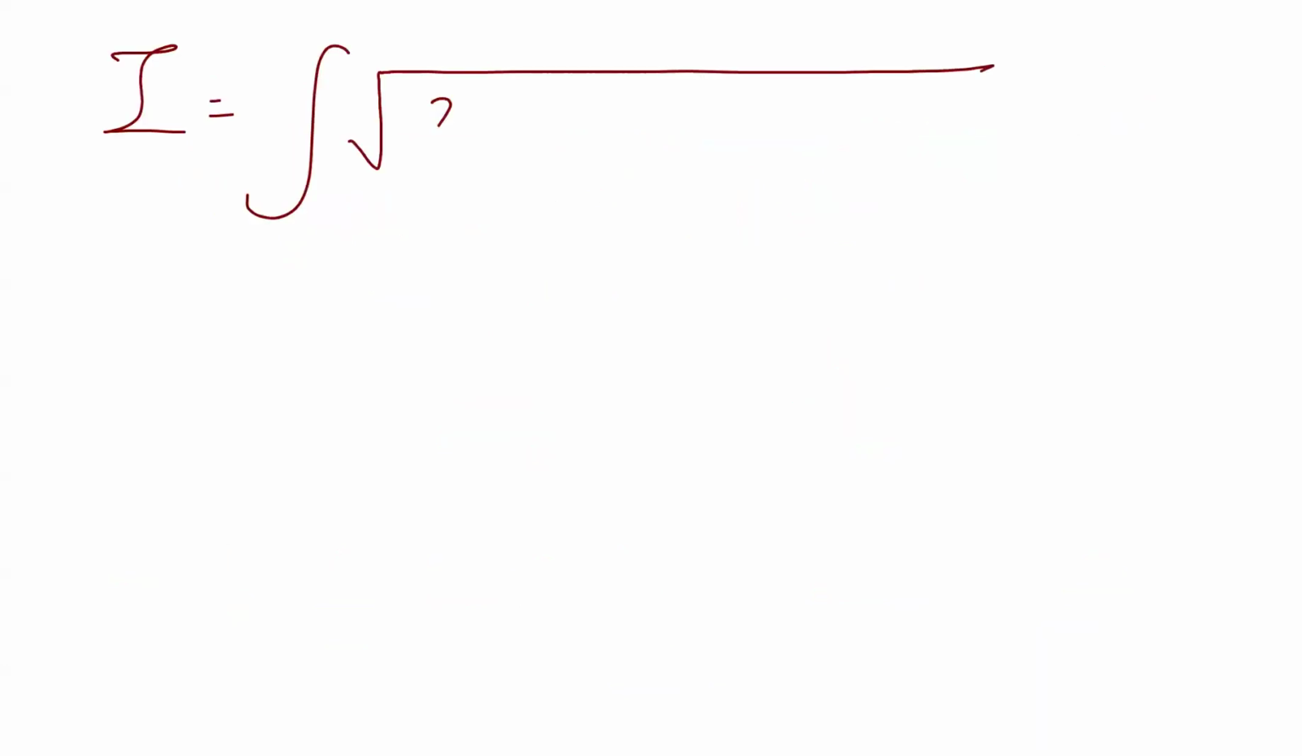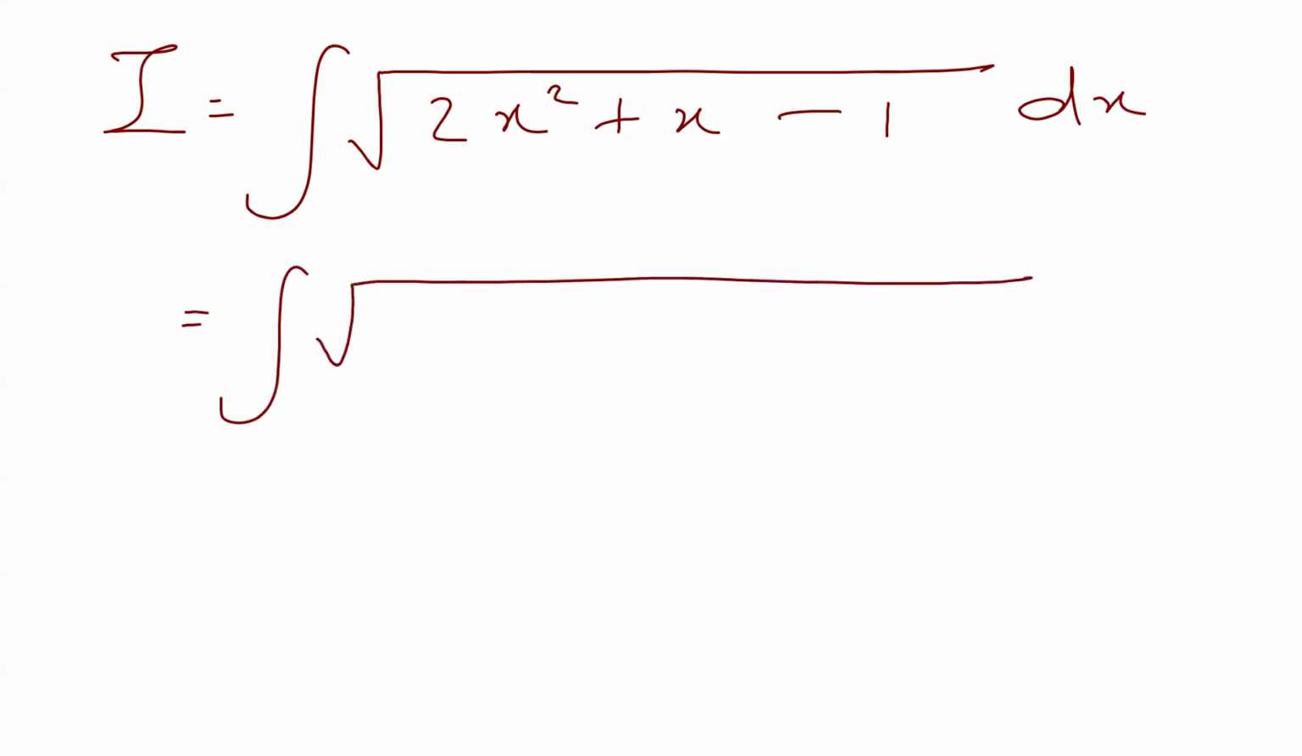Integration of root of 2x square plus x minus 1. Now we have a middle term over here. But then we have to check what is the coefficient of x square. The coefficient of x square is 2, which has to be eliminated. Whenever the middle term is there, eliminate the coefficient of x square.